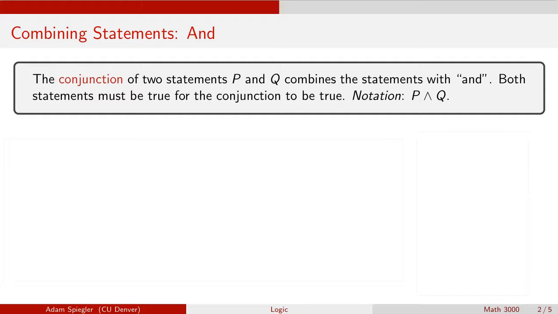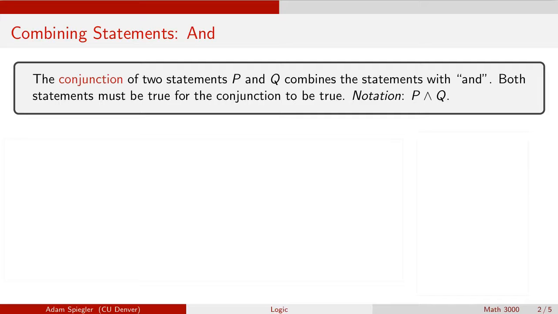Okay, now that we know how to determine what a statement is and we can consider when they might be true or false, let's think about what happens when we start to combine multiple statements together. So one way that we can combine two statements is with "and," what's called the conjunction of two statements. So the conjunction of two statements is going to be combining them with an "and."